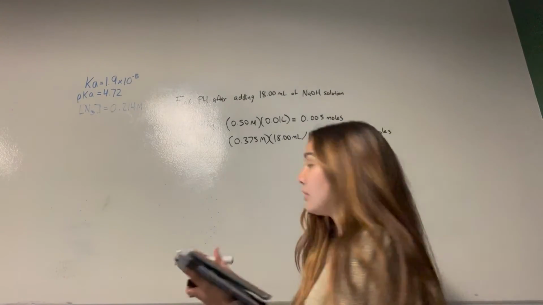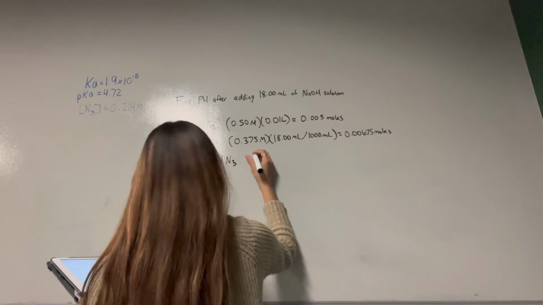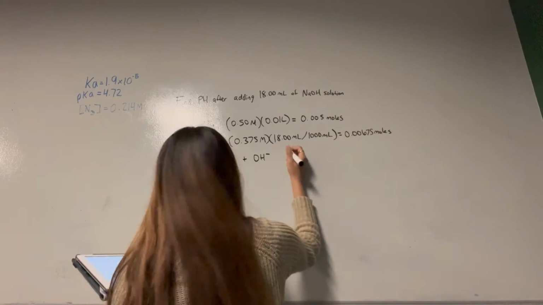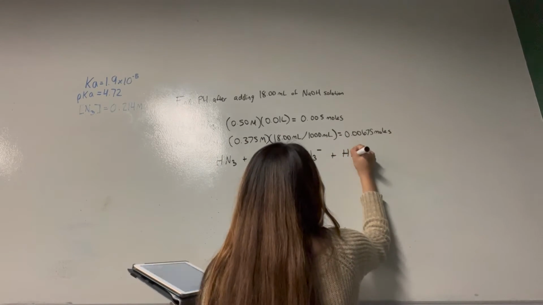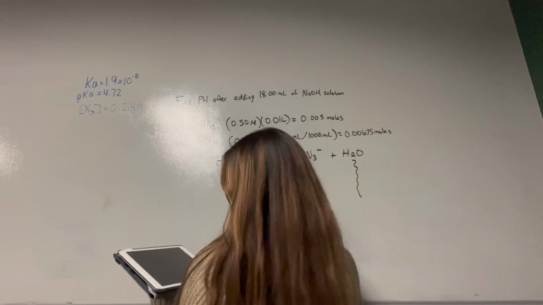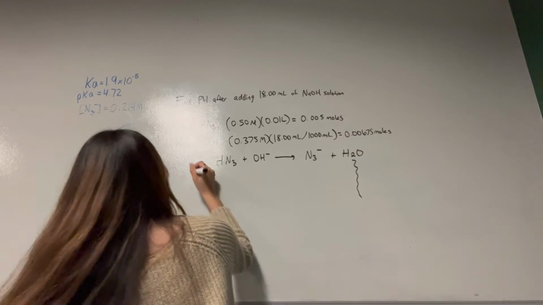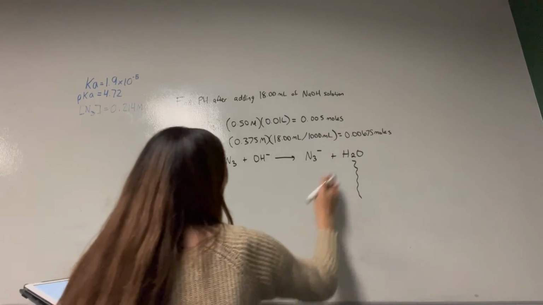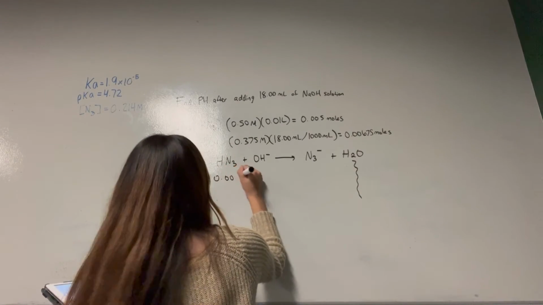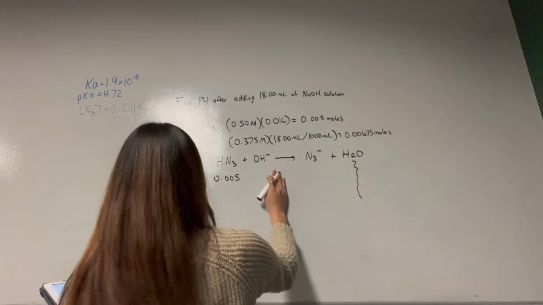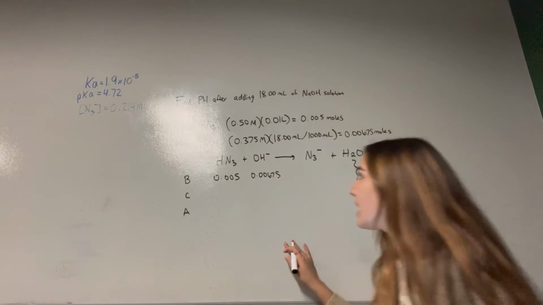Now we can set up our BCA table. We know that the performed reaction in this case is HN3 plus OH minus yields N3 minus plus H2O. And again, H2O can be included or excluded because it is a liquid. And we know that our molar ratio is 1:1, and this is also 1:1. So as we've obtained up here, our starting mole value for HN3 is 0.005 moles, and that of OH minus is 0.00675 moles.